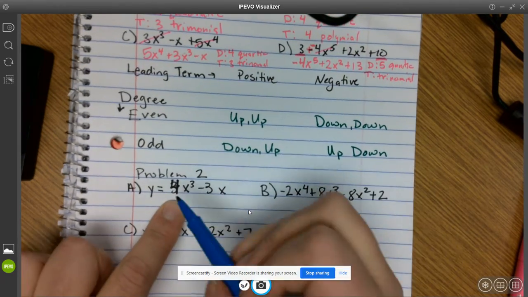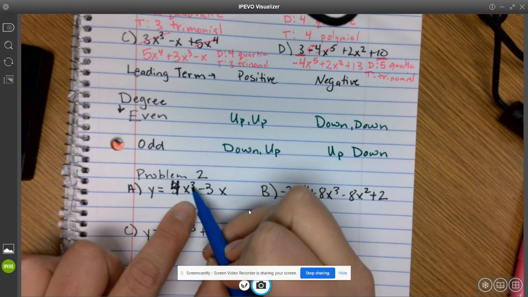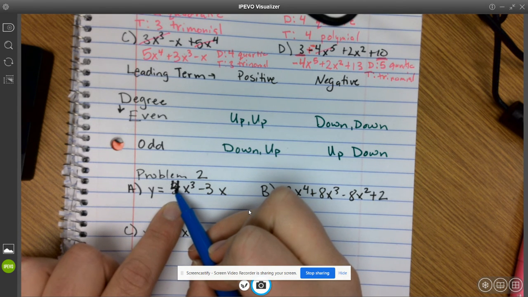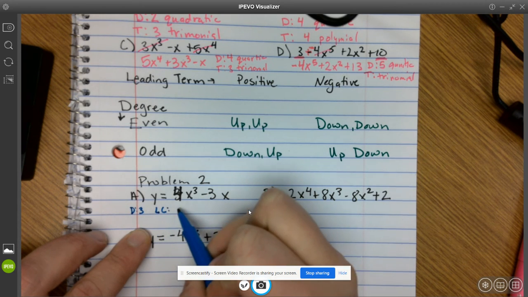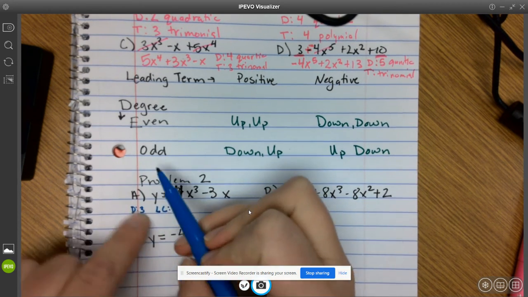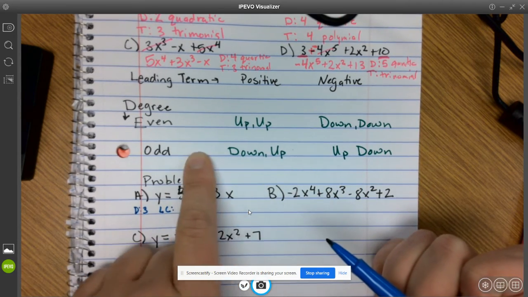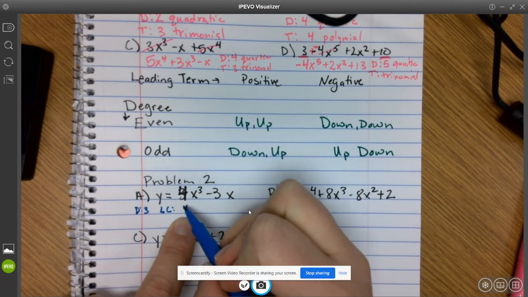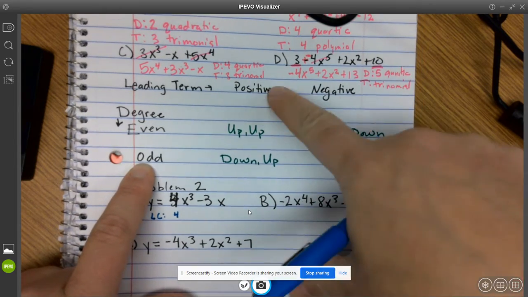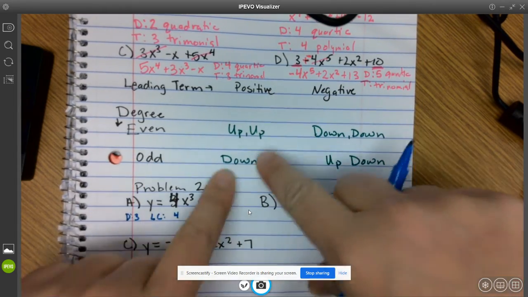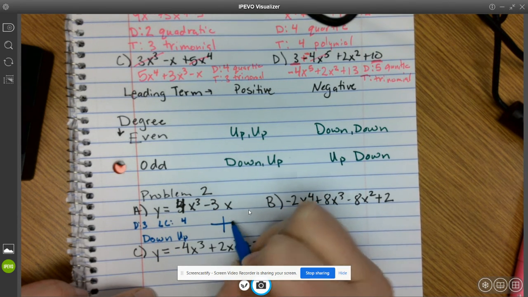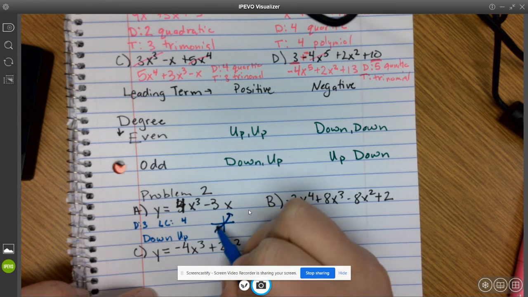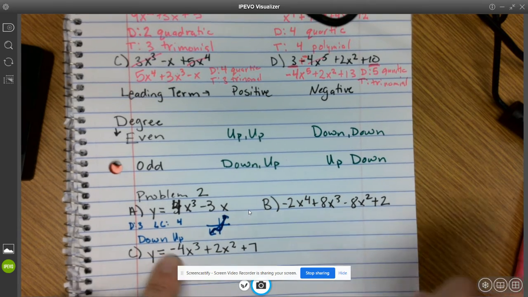We're going to do this first one. Here my degree is 3. My leading coefficient is 4. So if you want to write this down, you can. When I'm looking at this, my degree is odd, so it's going to be one of these two. And my leading coefficient is positive. So it's odd, positive. Where they connect would be down, up. So my end behavior is down, up. If I were to sketch a graph, it would look something like that. But there would probably be more loop-de-loops in there, but down, up, that's where the arrows are going.